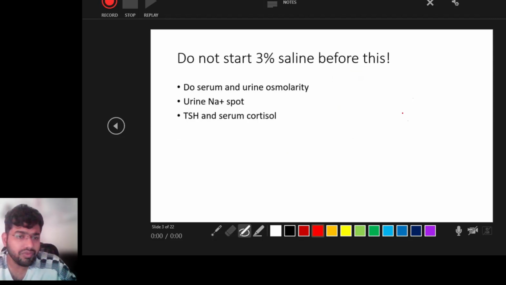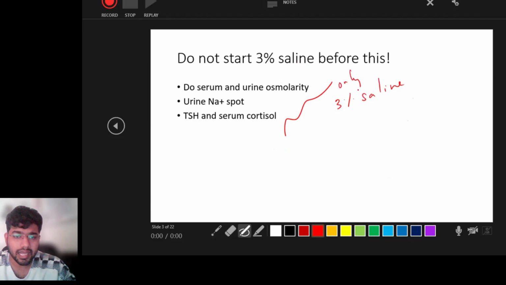Okay, what should we do? Wait. Don't start 3% saline before doing this. We have to do serum and urine osmolarity. You have to take a urine sodium spot, and you have to collect samples for TSH and serum cortisol at the same time. Before doing this, never ever give 3% saline in haste.